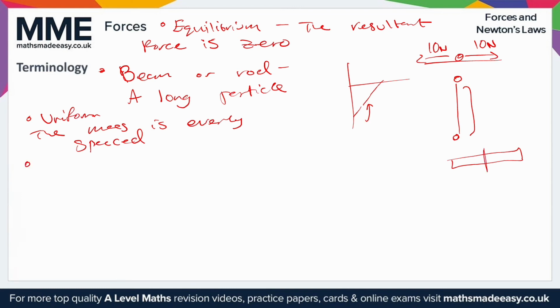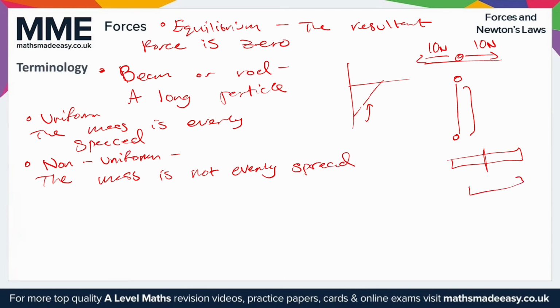So what's the opposite of uniform? Non-uniform. And it's exactly what you think it means. The mass is not evenly spaced or spread. Okay, so again, a piece of wood, but let's say this end's a little bit more dense, so this end's a little bit heavier, so maybe the center of mass ends up here rather than in the middle.